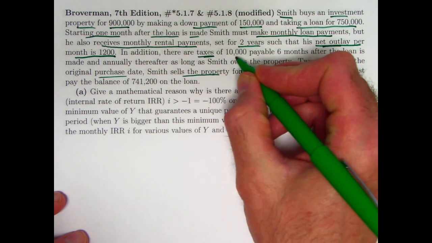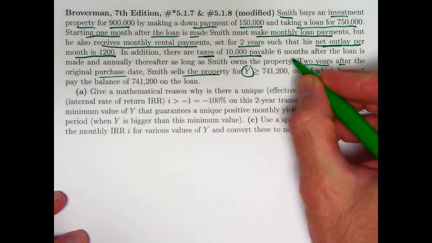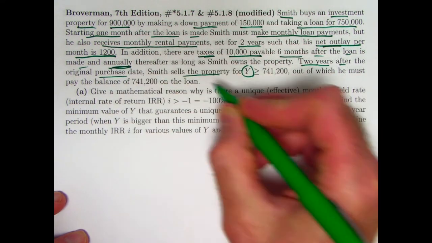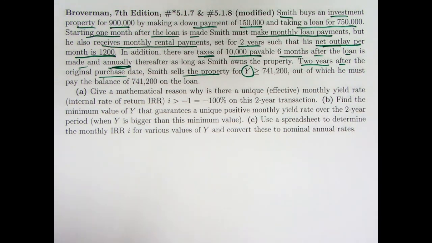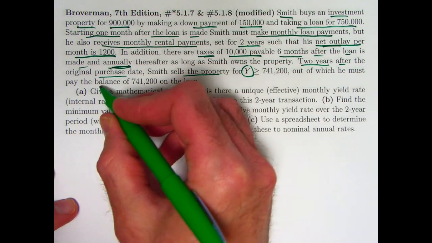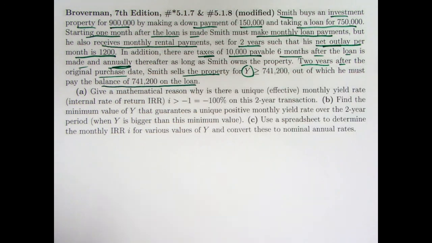There is a practical thing here. Taxes are due, $10,000 payable 6 months after the loan is made and annually once a year thereafter, as long as he owns the property. He's only going to own it 2 years, so he's only going to make 2 payments of taxes. He's selling the property for more than the balance of the loan, so that's good.